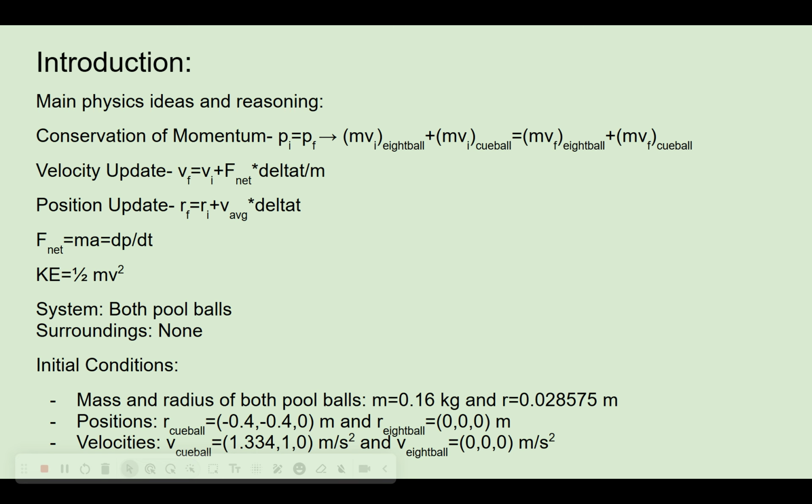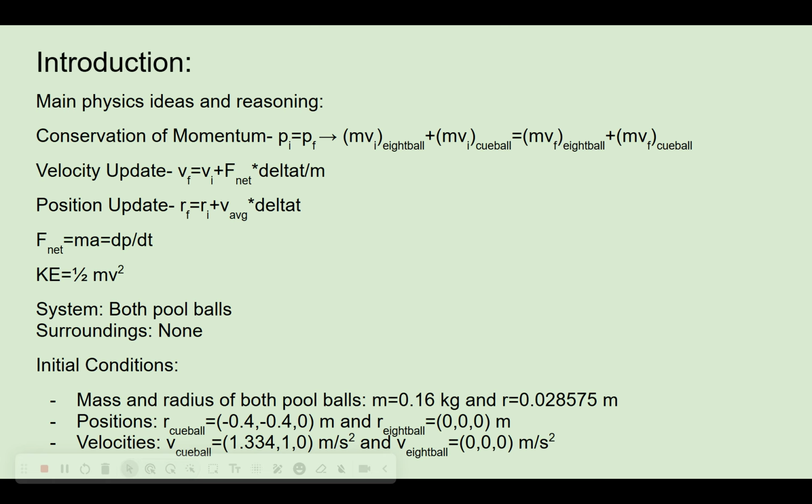So some of the main physics ideas here are shown. Conservation of momentum is important when objects collide, and it just means the momentum at the beginning should be the same as momentum at the end. The velocity update formula and the position update formula were utilized in the code to make the balls move correctly. The net force was used to express the forces on the balls, and kinetic energy is used to determine the type of collision.